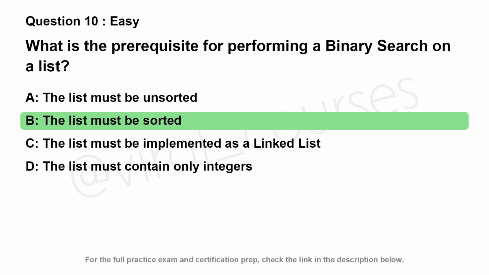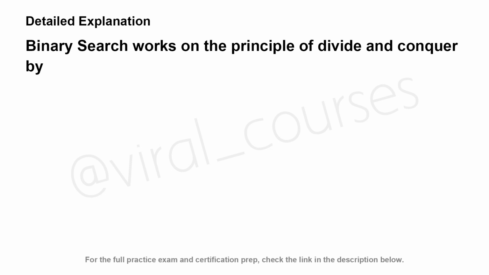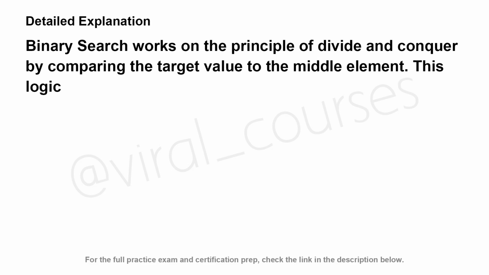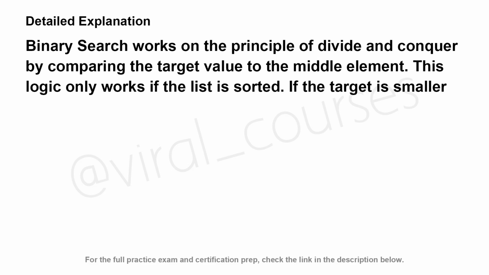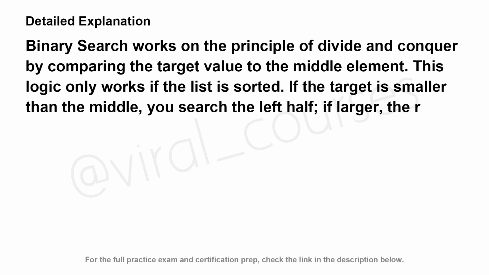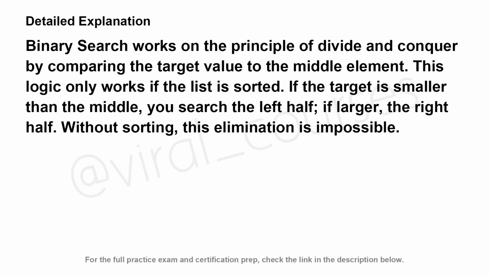The correct answer is B. Binary search works on the principle of divide and conquer by comparing the target value to the middle element. This logic only works if the list is sorted. If the target is smaller than the middle, you search the left half. If larger, the right half. Without sorting, this elimination is impossible.